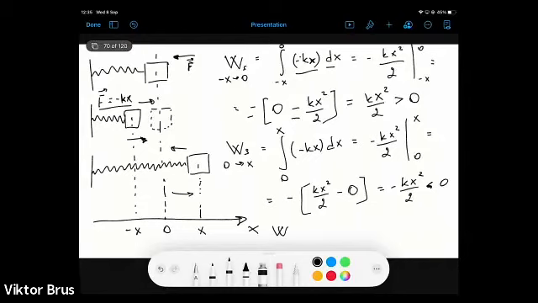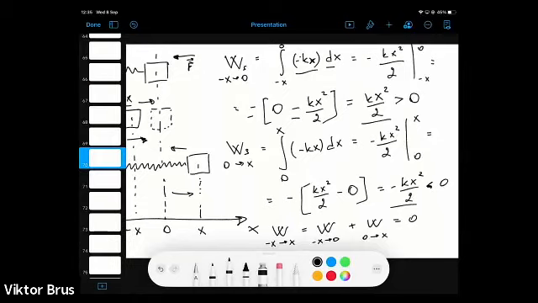Now, if we consider work done by moving the object from minus x to x, it can be represented as the sum of these two works which we calculated: moving from minus x to 0 plus work done moving from 0 to x. And eventually we will get 0, because here we have plus kx squared divided by 2, here is minus kx squared divided by 2. So total work is equal to 0.